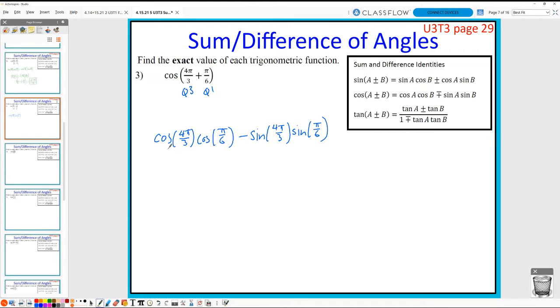Again, cosine is negative in the third quadrant, so cosine of 4 pi over 3 is negative 1/2. Cosine of pi over 6, that's root 3 over 2. Sine of 4 pi over 3 is also negative, right? Tangent is the only trig function that is positive in quadrant 3. So sine of 4 pi over 3 is negative root 3 over 2, sorry, let me rewrite that. Negative root 3 over 2. Sine of pi over 6 is 1/2.